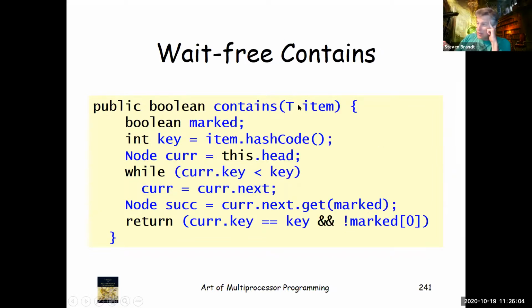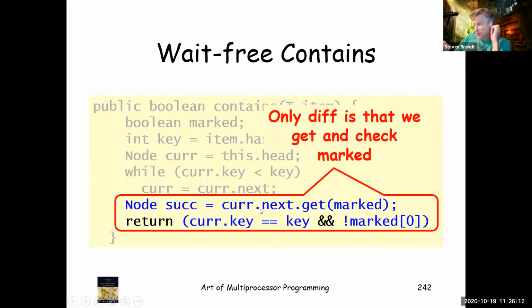And then we're going to have a wait-free contains as before. So we're going to walk through the list, and when we find our node, we're going to get the marked field. And if the current key is equal to the key and the marked field is not true, then we're good.